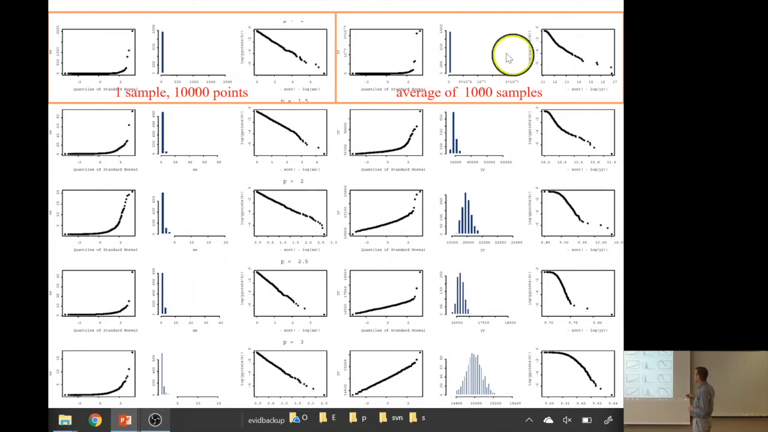Then I did an aggregation, or an average, which is the same, of 1,000 samples. That means I did 1,000 times this, which gives me 10 million data points. But I don't draw 10 million data points. I first draw 10,000 points. I take the average. I get only one value, the average of those 10,000 points. And I do this average 1,000 times independently. So I have an image of the aggregation of 1,000 random variables that would have the Pareto distribution.